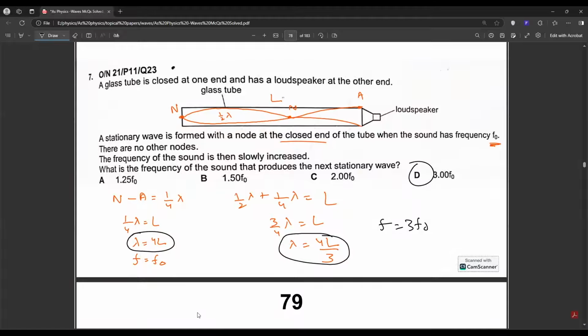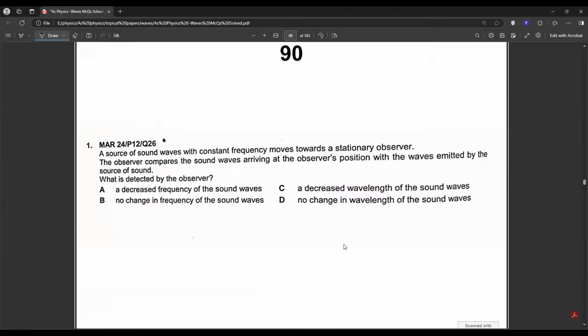Let's further move ahead. A source of sound with constant frequency moves towards a stationary observer. Whenever sound moves towards a stationary observer, what happens? Your wavelength decreases, frequency observed increases. The observer compares the sound waves arriving at the observer's position with the waves emitted by the source of the sound. What is detected by the observer? A decreased frequency of the sound wave? No. No change in frequency? No. A decreased wavelength? Yes. C is the correct answer. If I check it as well, the answer to 90 is C.